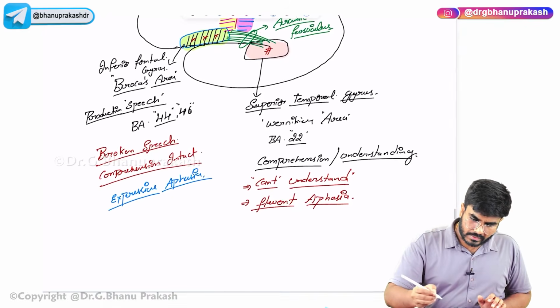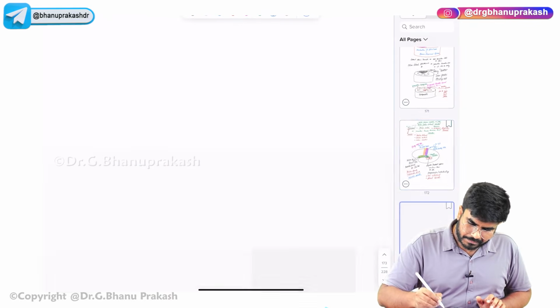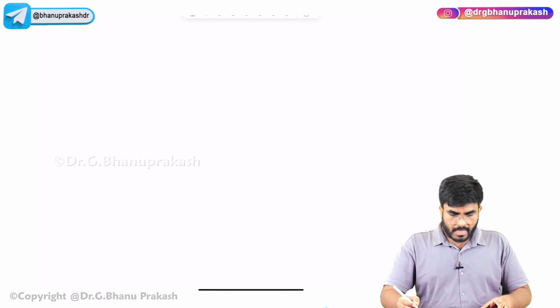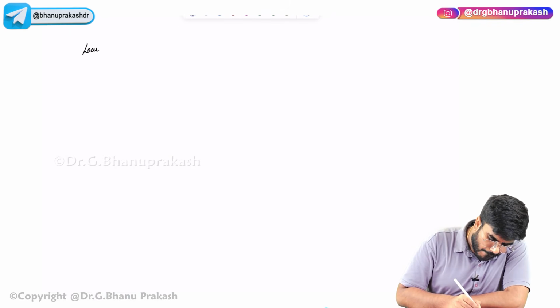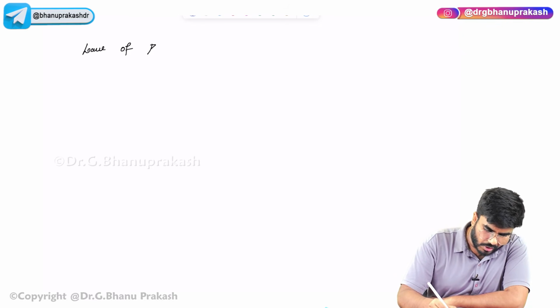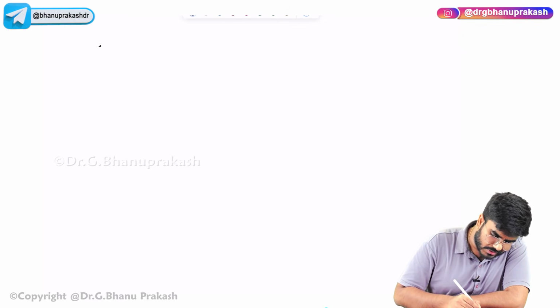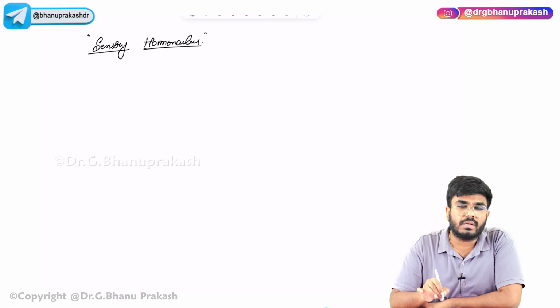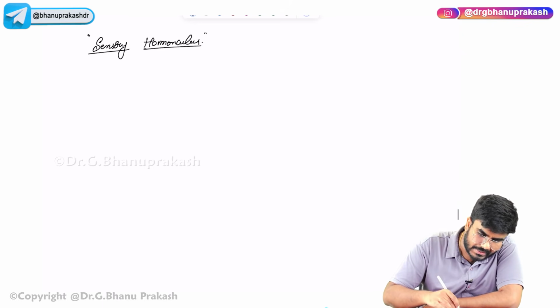Next, now in sensory nervous system, what else I want you to know is law of projection. Okay, before law of projection, let me explain you sensory homunculus also. So what exactly is this sensory homunculus? It is a representation of the body parts.